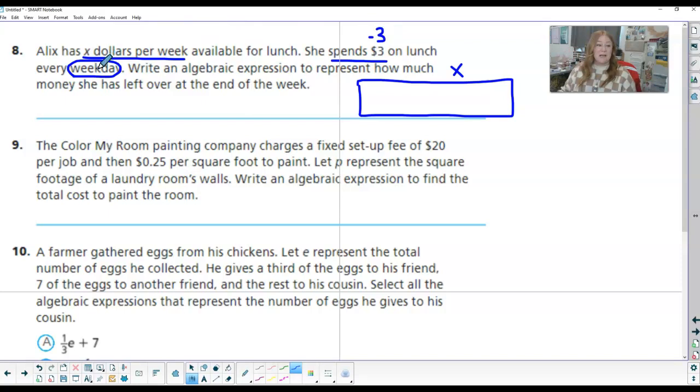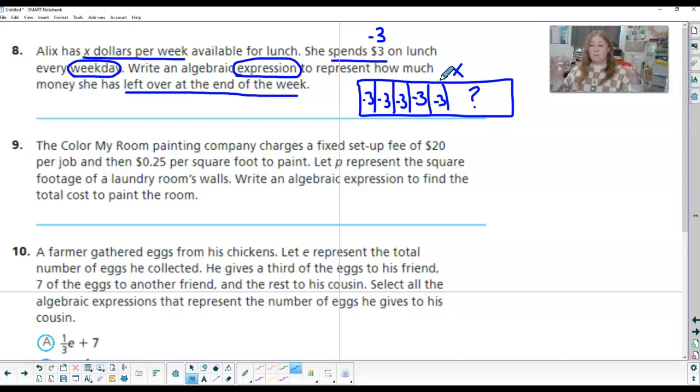So she's doing this 5 times. Write an algebraic expression. So expressions do not have equal signs. It's just the problem. To represent how much money she has left over at the end of the week. So let's just kind of think through what's happening here. She takes her money and on Monday, she's going to spend $3. Tuesday, she's spending $3. Wednesday, $3. Thursday, $3 more are gone. And Friday, and it wants to know how much is left over.